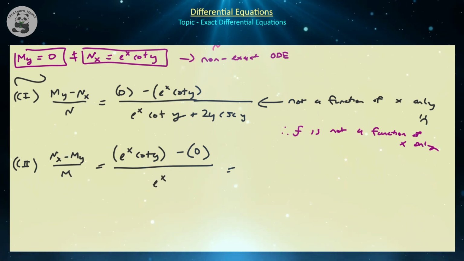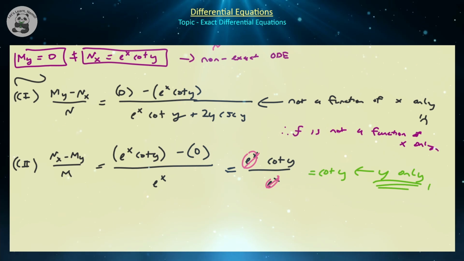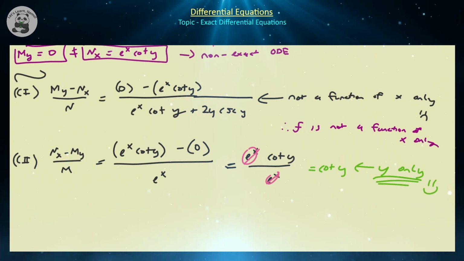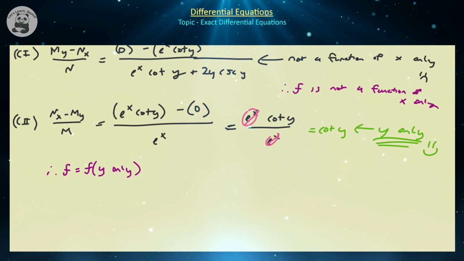So if we do some simplifications, what we have here is e to the x cotangent y divided by e to the x, and notice that these e to the x terms cancel, and we're just left with cotangent of y, which does have y only. That should make you happy, right? So if that is the case, that means that our integrating factor is a function of y only, right?